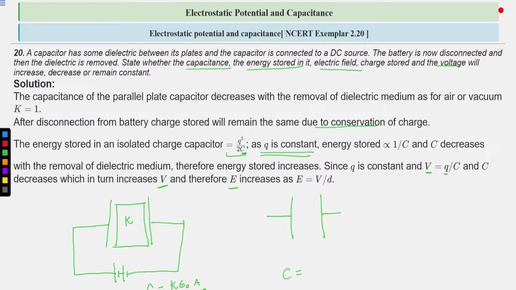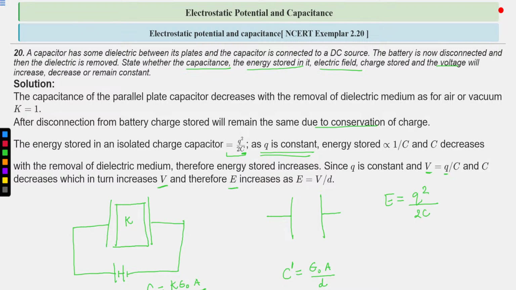Now we remove the dielectric, so there is air between its plates, and K for air is 1. So it becomes epsilon naught A by D, which is less. So C dash is less than C. Capacitance decreases on the removal of the dielectric medium. As capacitance decreases, energy was Q square upon 2C. After disconnection of the battery, Q is conserved. Q will not change.